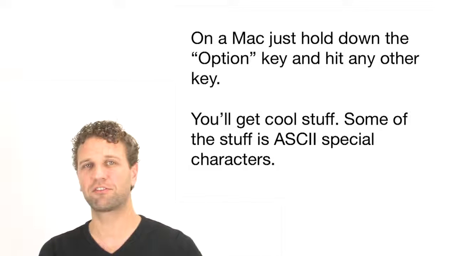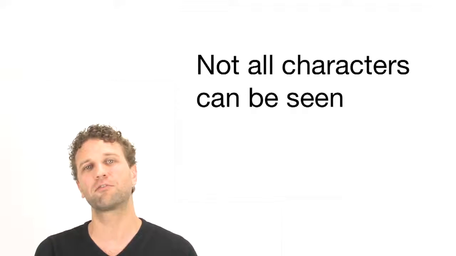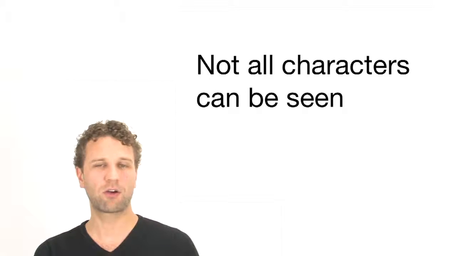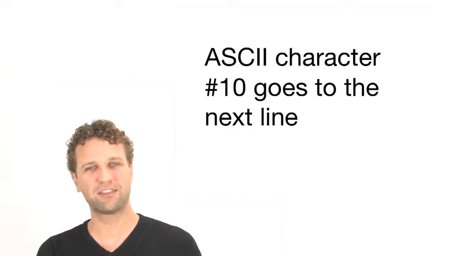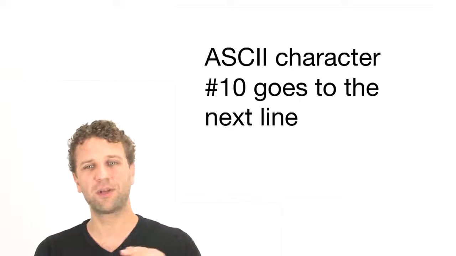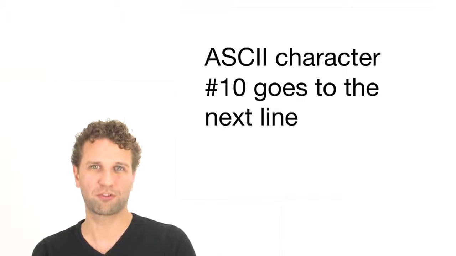In addition to characters you can see, the ASCII code set also contains characters that tell the computer to do something instead of show something. Character number 10, for example, goes to the next line. And this is called a new line these days, and it used to be called a line feed, back when these codes were used to control printers directly.